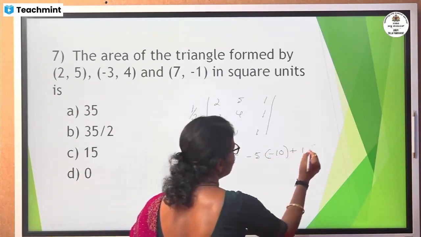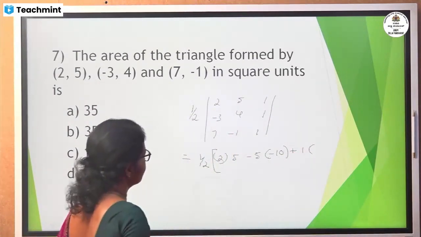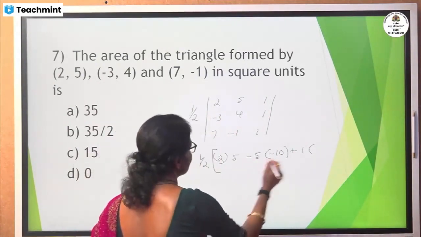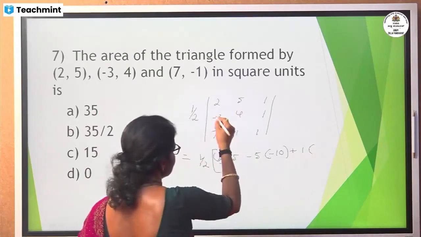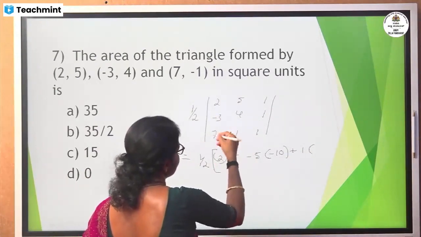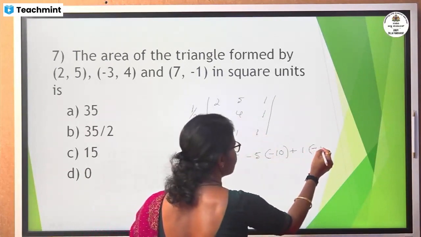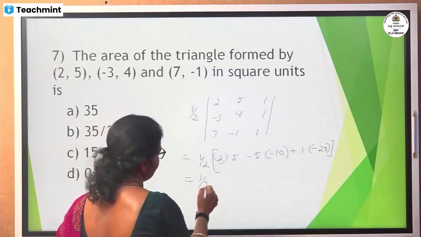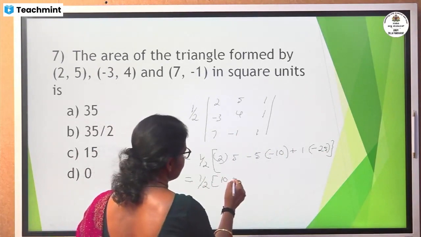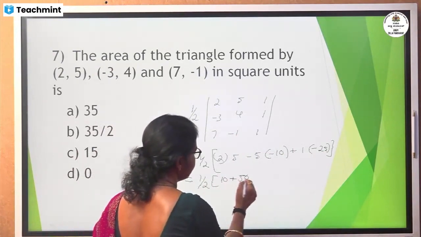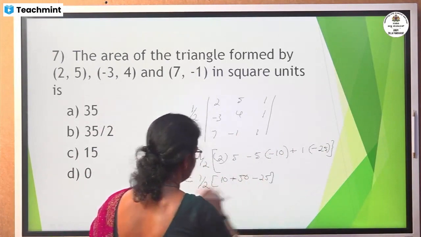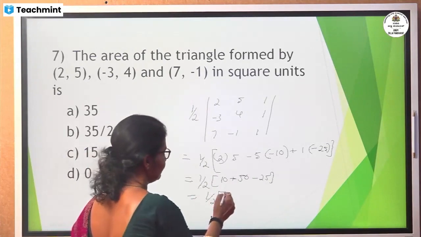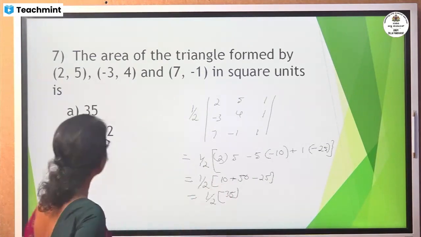Plus 1 into, cancel the row and column where 1 exists, in this first row entry. So 3 minus 28: 7 4s are 28, and this is minus 3 into minus 1, that is 3. 3 minus 28 is minus 25. If we simplify this, half into, this is 10, this is 50 minus 25. That is half into 60 minus 25, we'll get 35 by 2.